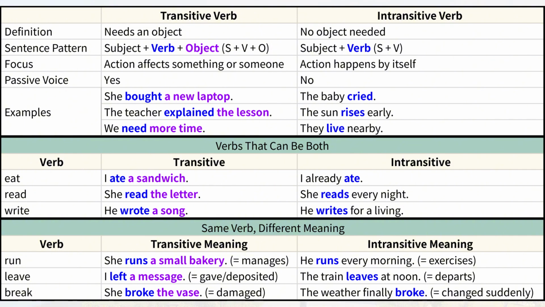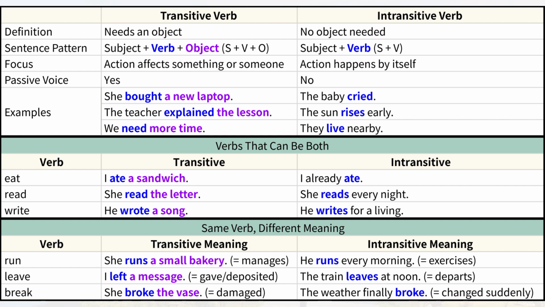Eat. I ate a sandwich. I already ate. Read. She read the letter. She reads every night. Write. He wrote a song. He writes for a living. Finally, let's look at the same verb with different meanings.